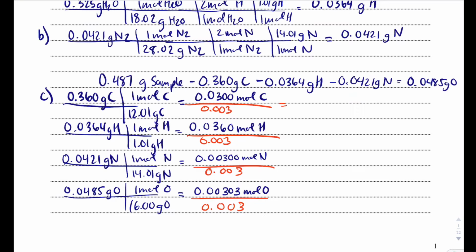And so what I get is 10 for the carbons, 12 for the hydrogens, 1-ish for the nitrogens, and 1 for the oxygens. And so my empirical formula is C10H12NO. And when you go through and get the molar mass, you'll find out that this is 162.23 grams per mole.